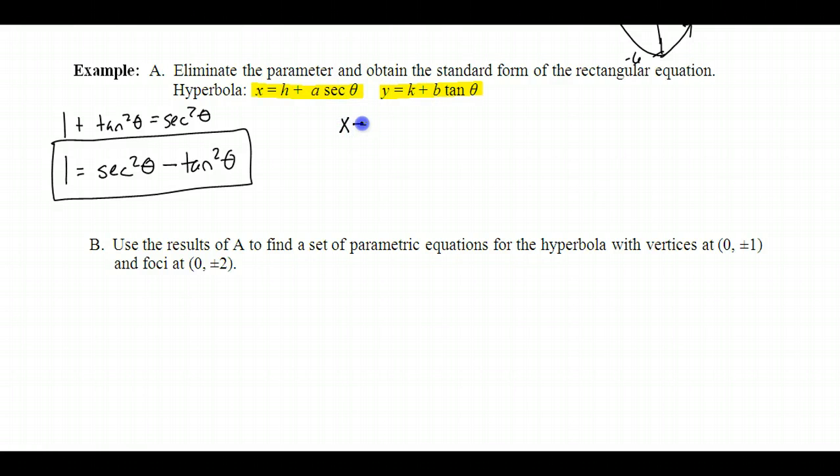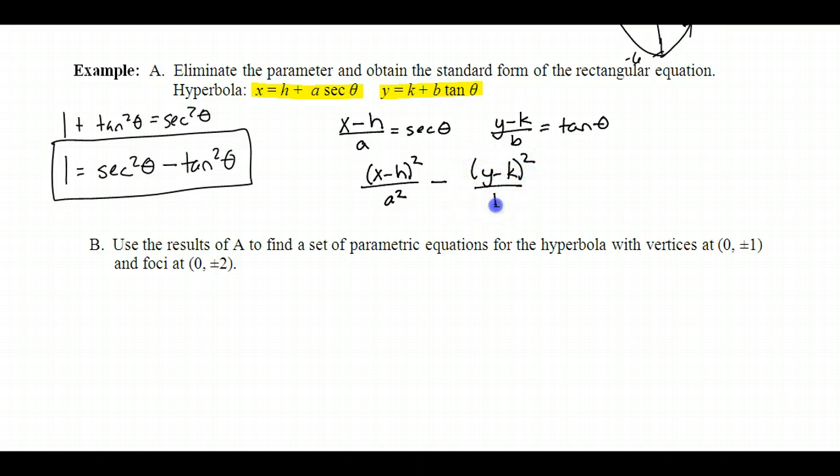I can take x minus h, divided by a. That's equal to our secant theta, just like we did with our ellipse. Y minus k divided by b, that's equal to tangent theta. If I take secant squared minus tangent squared, so if I square them, I have x minus h, that quantity squared, divided by a squared, and then I'm subtracting y minus k, that quantity squared, divided by b squared. We know that that's equivalent to 1.